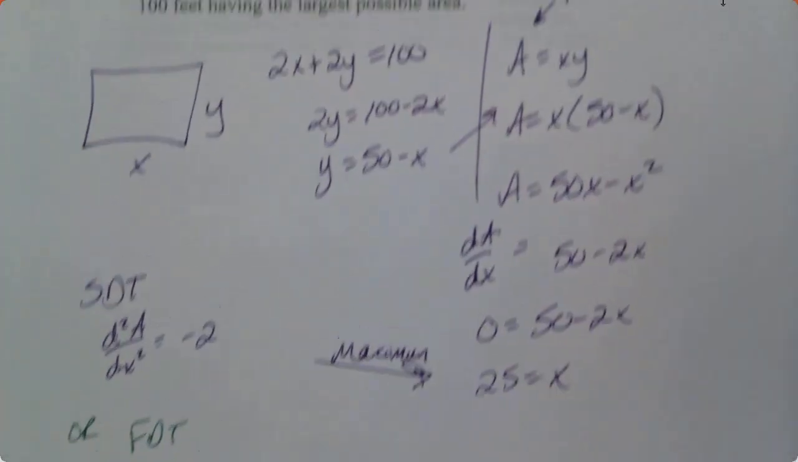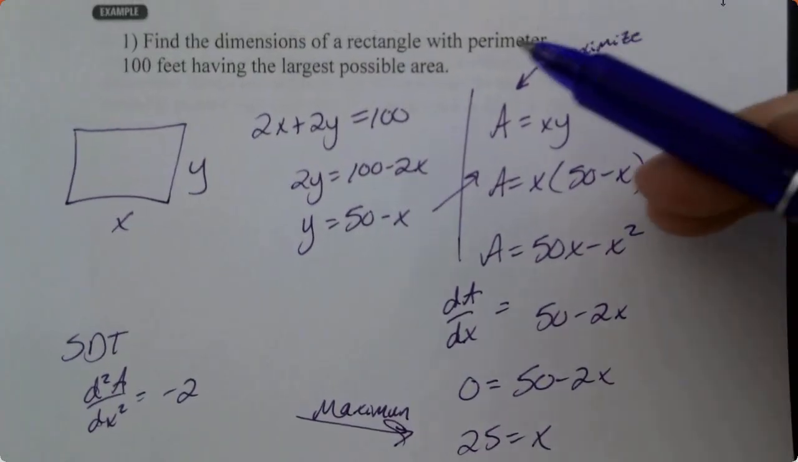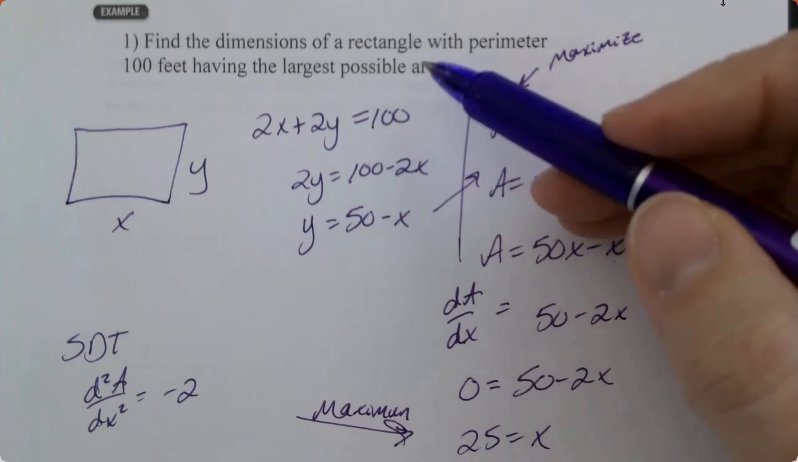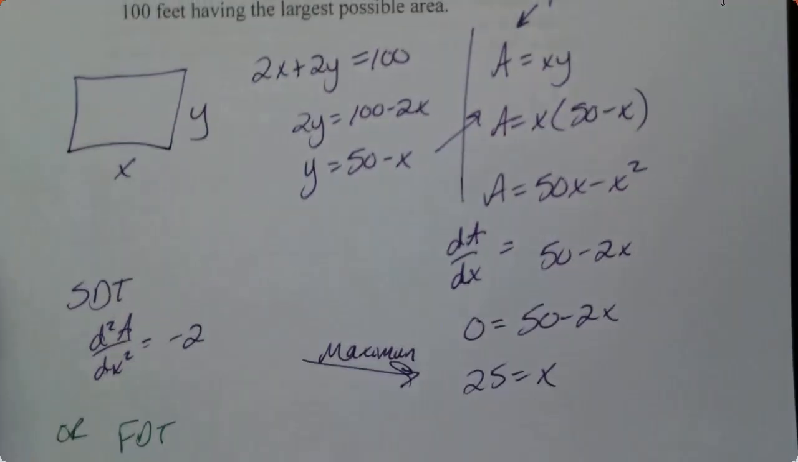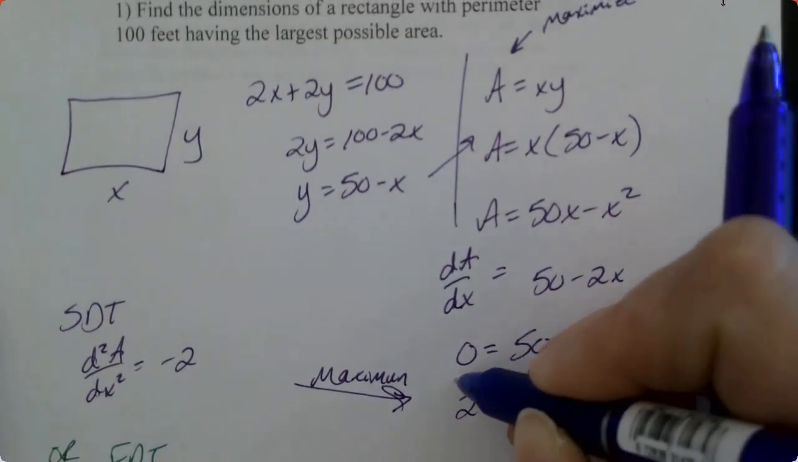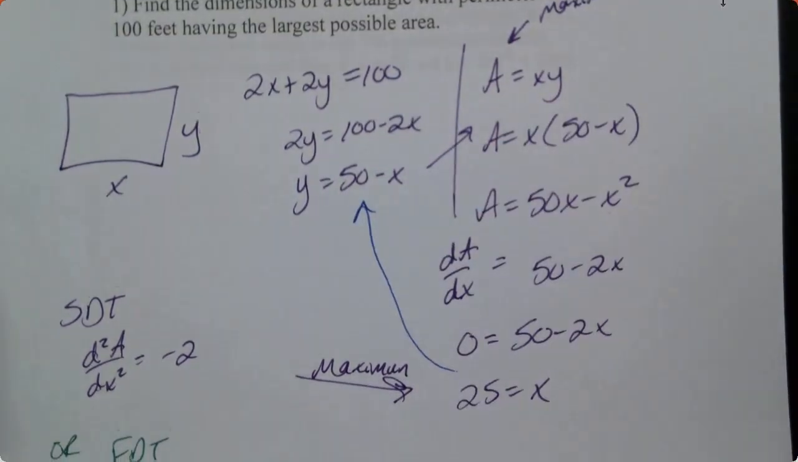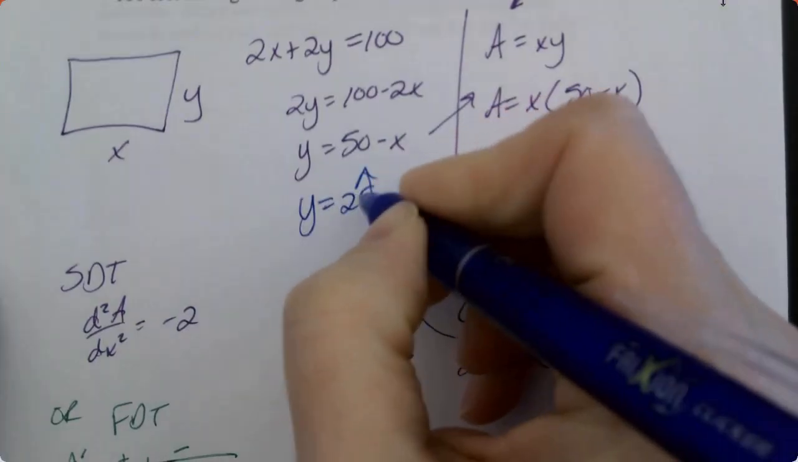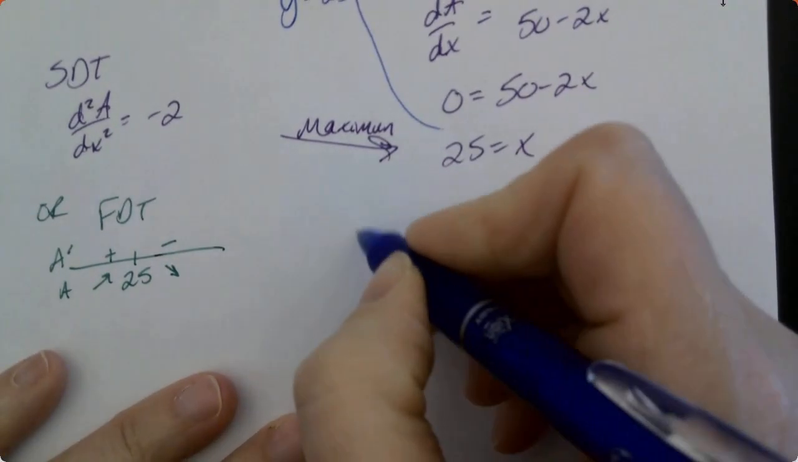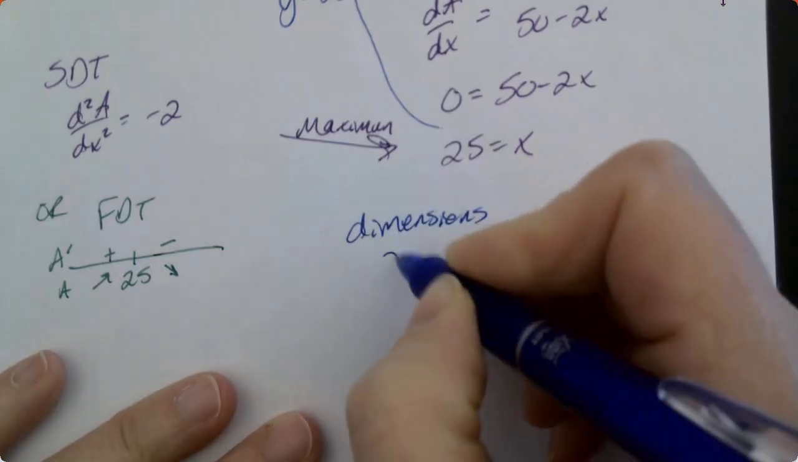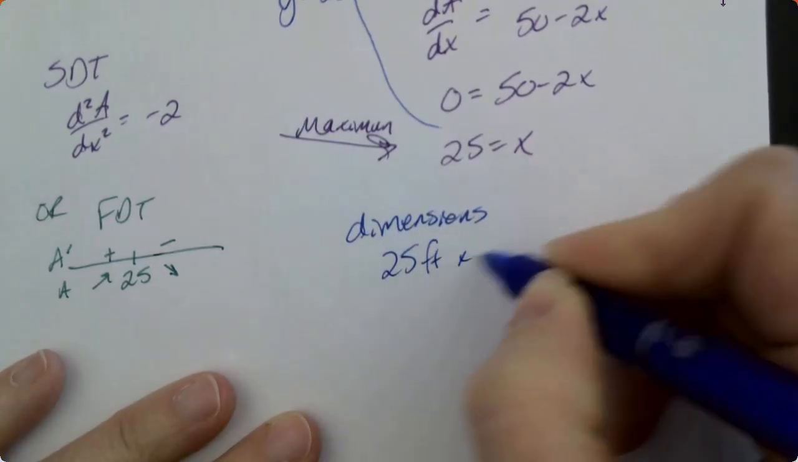All right, so let's see if we've answered the question. Find the dimensions of a rectangle. Well, we have the x is 25. We need to find the y. How am I going to find the y? Yeah, so now we can take the 25 and maybe plug it in right there to get the y. We're going to get y is also going to be 25. So you're right, it's not a rectangle, it's actually a square. So the dimensions are 25 feet by 25 feet.